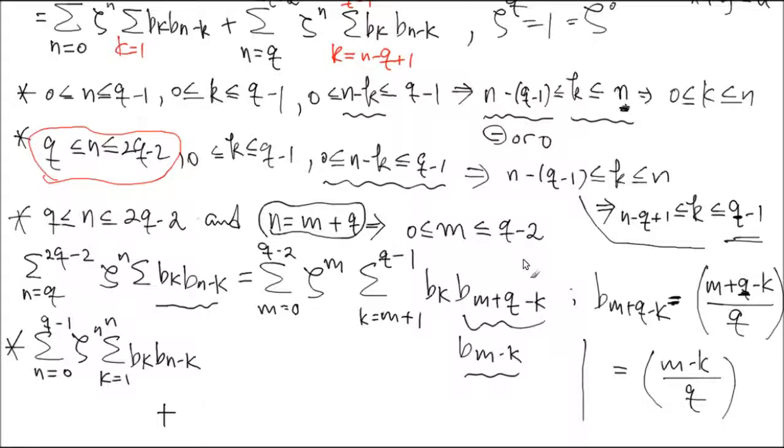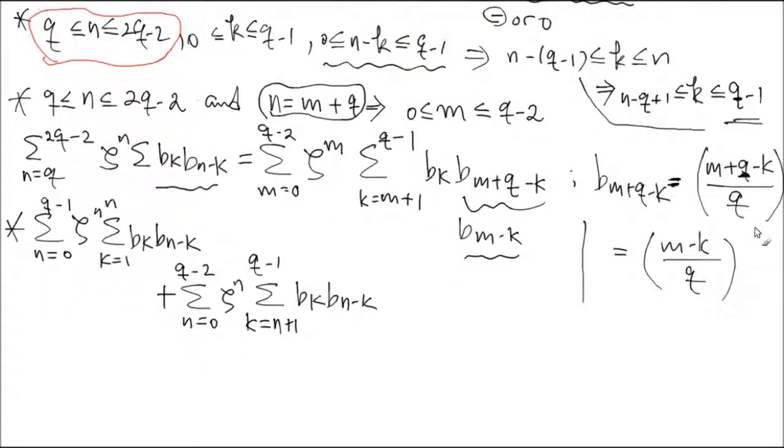Isn't this m here just a dummy variable, right? So it's going to be everything in terms of n. So here, n going from 0 to q minus 2, zeta to the n, and k going from n plus 1 to q minus 1. And what is the next one? Here is bk and bn minus k. For the second term, I changed every m to n. Then it became like this. Okay? Any questions so far? All right.